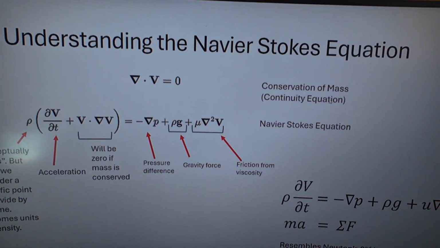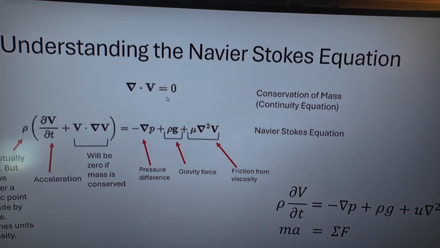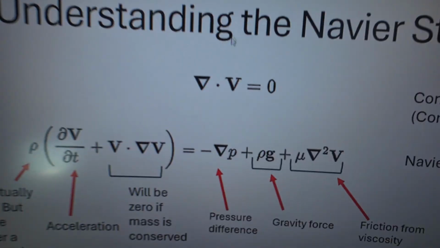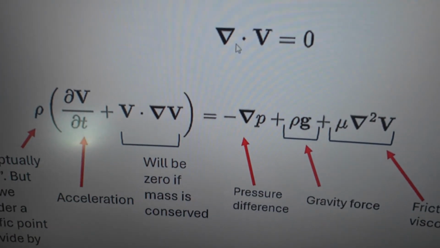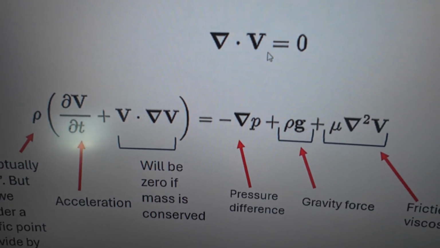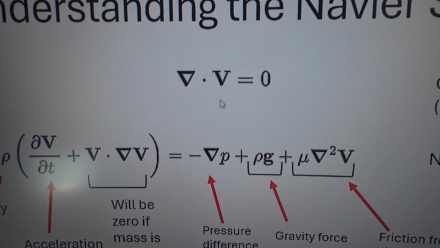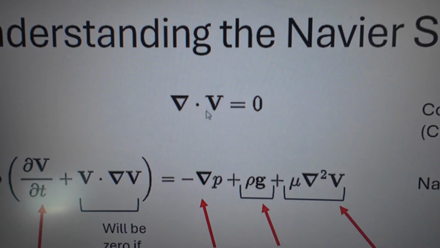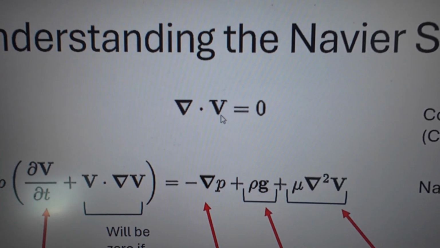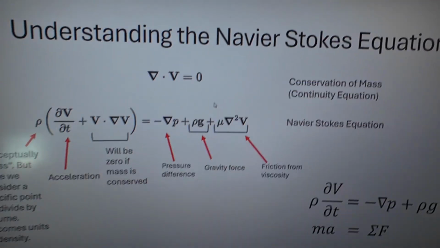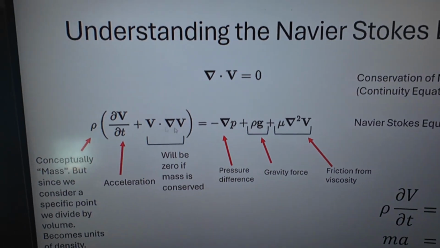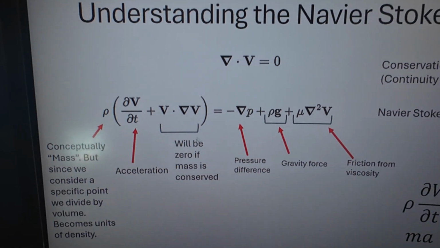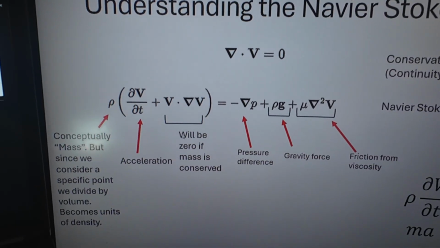It's just your conservation of mass, which is your del operator dotted with the velocity vector equal to 0. This is just your partial derivative with respect to x, y, and z, dotted with your velocity vector in x, y, and z equal to 0. In your Navier-Stokes equation, that term is right here, but if it's equal to 0, this goes away.